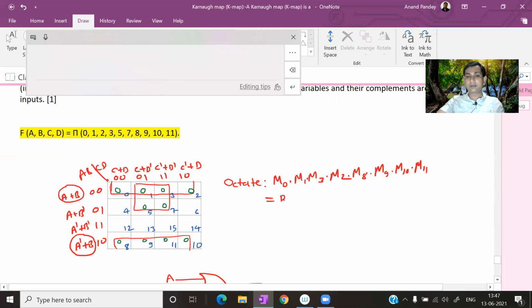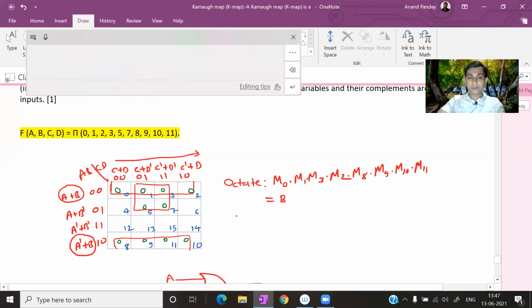So from this we are getting B, and you can see this octet is acquiring all 4 columns. If you move through all 4 columns, the state of C and D both will change, so both will be removed. So from this octet we are getting only B.